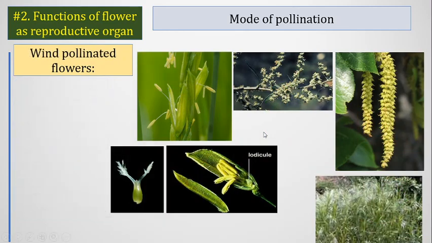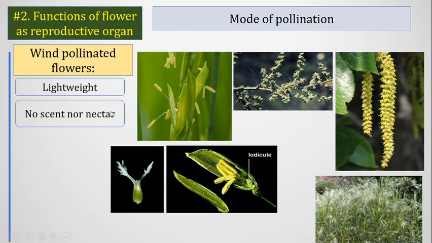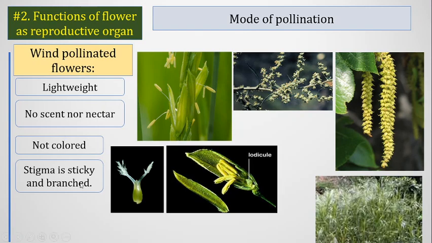And in case of wind pollinated flowers, what are the characteristics? They should be lightweight at first, so their anthers should also be lightweight, so that the pollens can travel further with the help of wind. They don't have to carry scent or nectar, because as they are not insect pollinated, they don't require scent or nectar. And they are also not colored, because they don't have to attract the insects. And their stigma is sticky and branched.